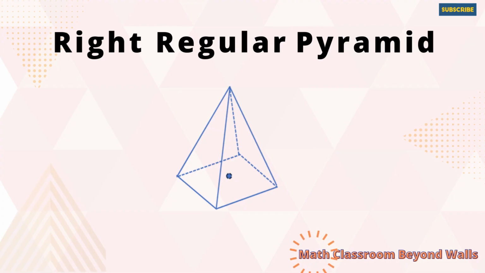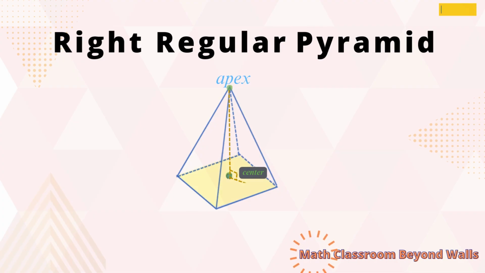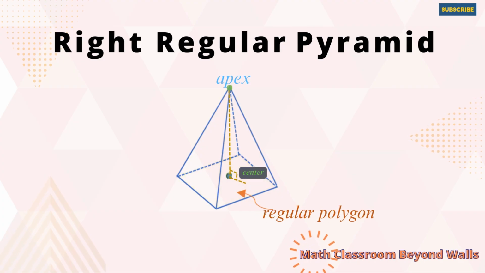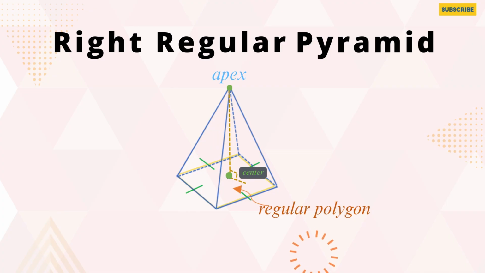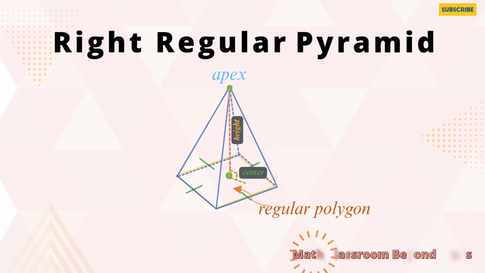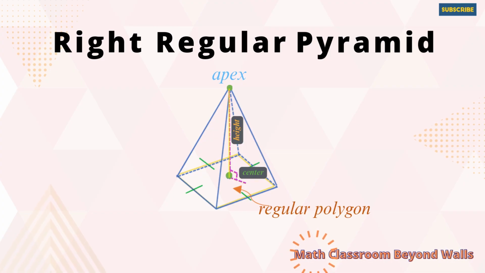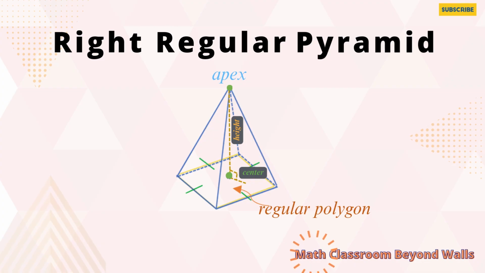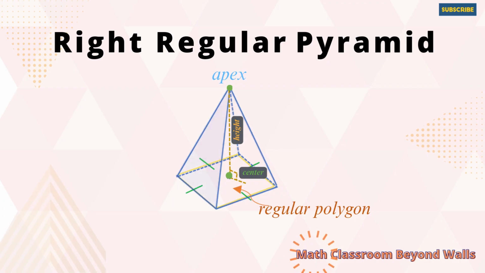A right regular pyramid is a pyramid whose apex is directly above the center of its base, which is a regular polygon. We have a regular polygon when its sides are equal in length, like this square that we have here. For this type of pyramid, the right regular pyramid, the distance from the apex to the center of the base is the height of the pyramid. This line, representing the height, is perpendicular to the base of the pyramid. Since the base has sides that are equal in length, all the lateral triangular faces are congruent.